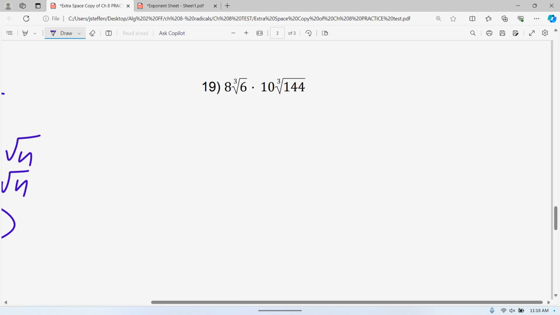Number 19, again, you could try to reduce this before you multiply, and I actually do that on the answer key. I show you that way, but this one's actually really bad because if you do that, you can reduce this one, but then when you multiply, you have to reduce your answer again, so you have two reducing problems in this one if you try to do it that way, but it works out. That's fine. I'm going to multiply together first. So 8 times 10 is 80, and 6 times 144 is 864.